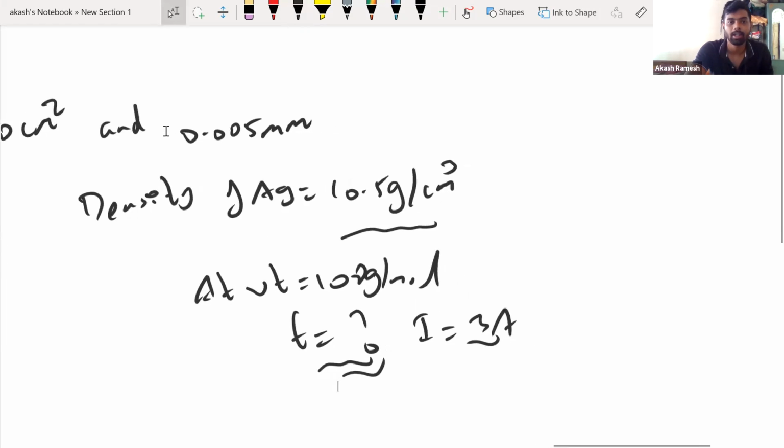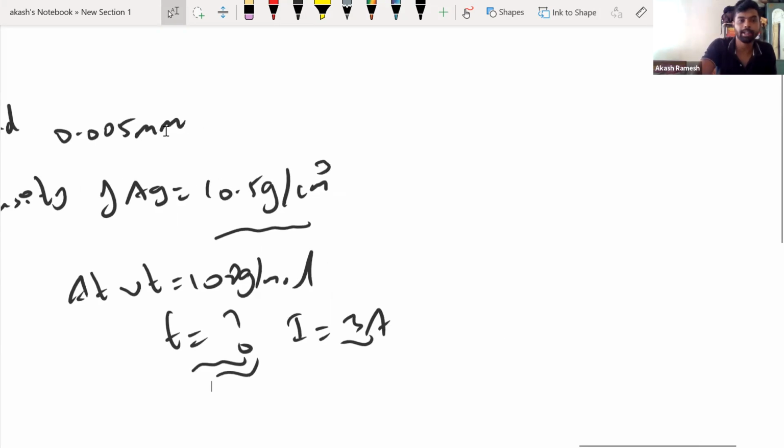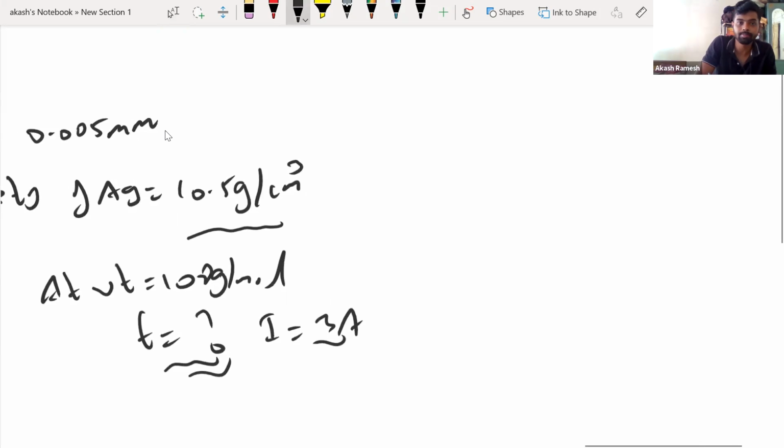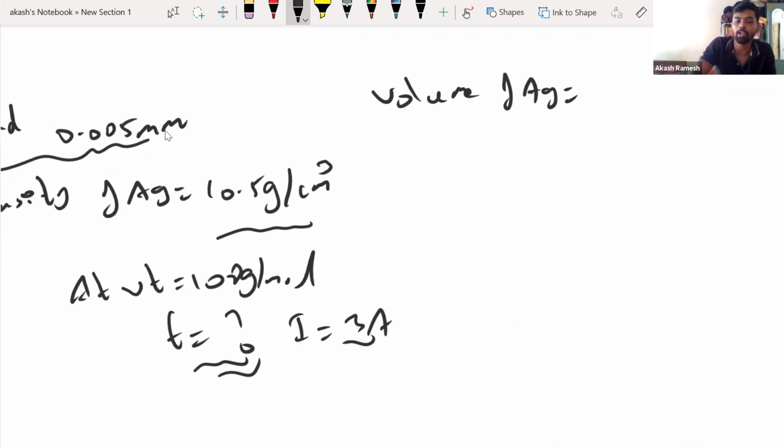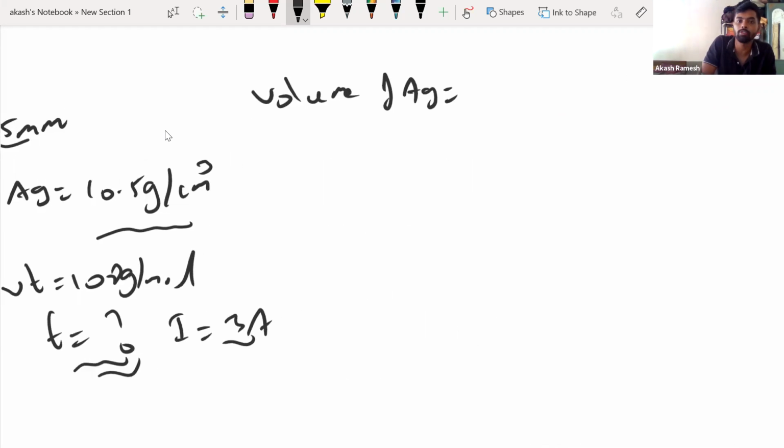Okay, right. Now, see, first thing what I can find is the volume. Volume of Ag required will be basically the volume of this particular coating. How much area is there to coat? How much volume is there to coat? That much amount of Ag is required. That much volume of Ag is required, right? Now you can easily understand volume will be what? Volume will be area into thickness.